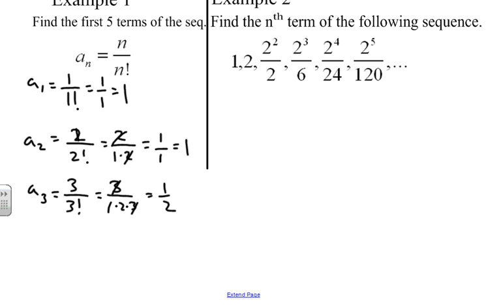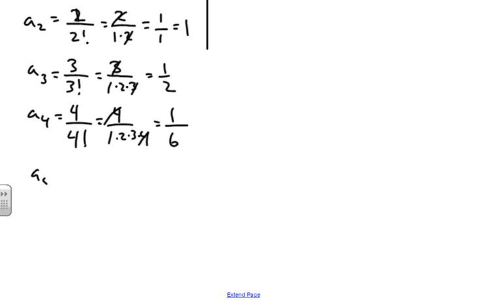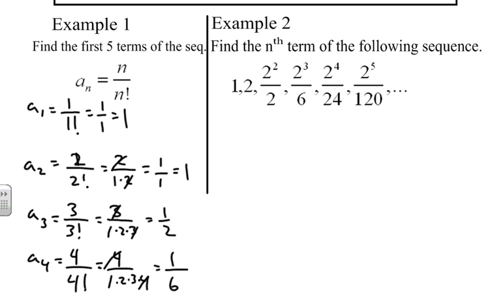You can put this in your calculator and generate these same values. We have 4 over 4 factorial, which is 4 over 1 times 2 times 3 times 4. Cancel, cancel, and we're left with 1 over 6. Finally, the 5th term is 5 over 5 factorial, which is 5 over 1 times 2 times 3 times 4 times 5. Cancel, cancel, and we're left with 1 over 24, and that's going to be our solution. So that's what we have with factorials.